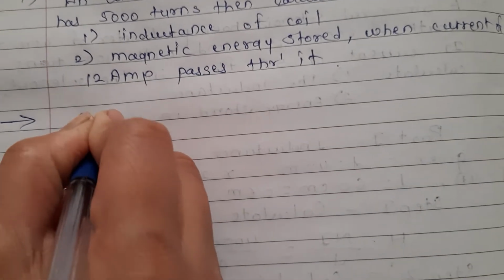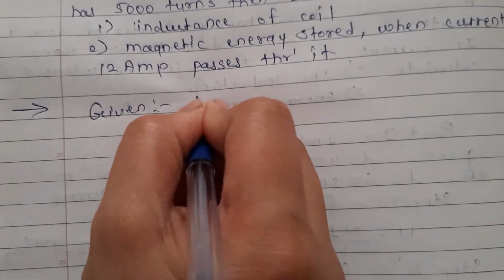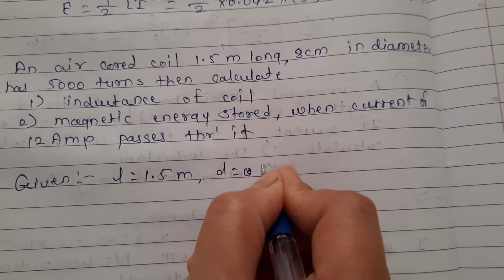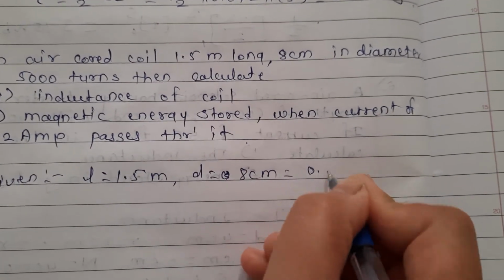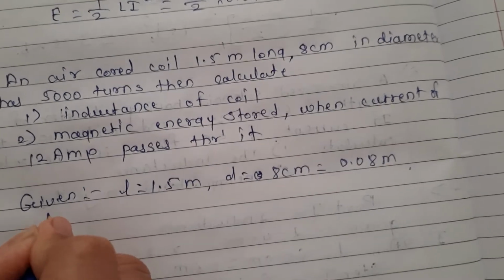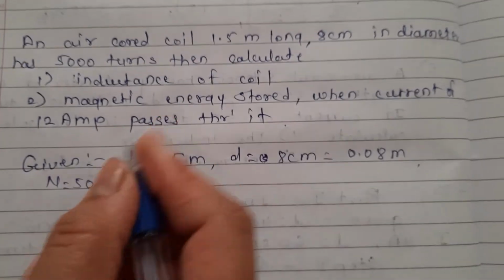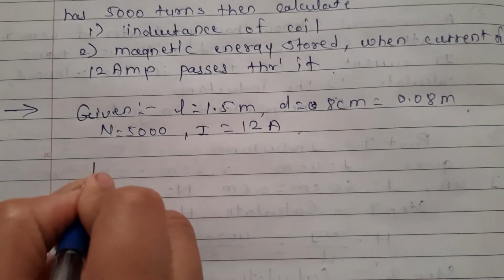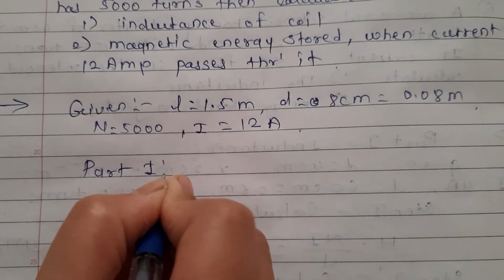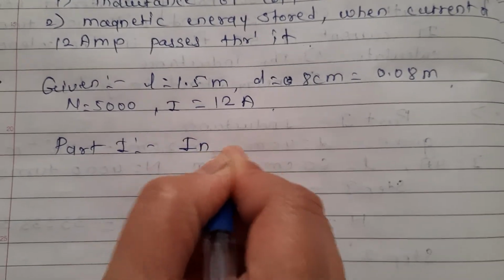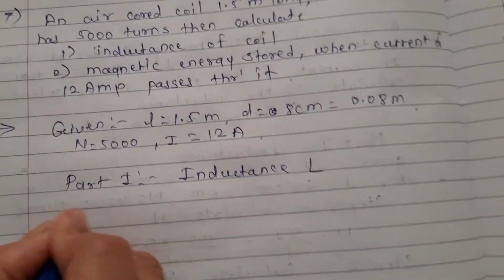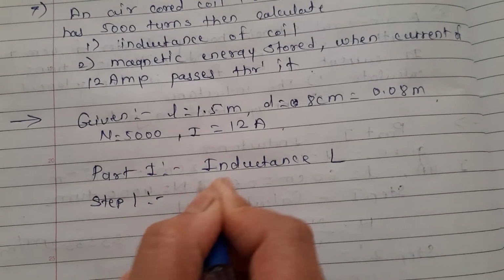Now what is given in the problem? Length is given, it is 1.5 meter. Diameter is 8 centimeter, so it is 0.08 meter, and N is 5000. I is 12 ampere. Now the part 1 is inductance L. We have to calculate first inductance L. So for that, step 1, again calculate H.